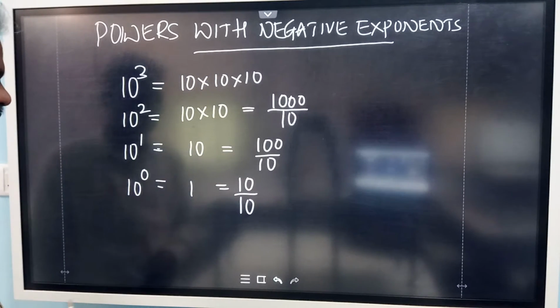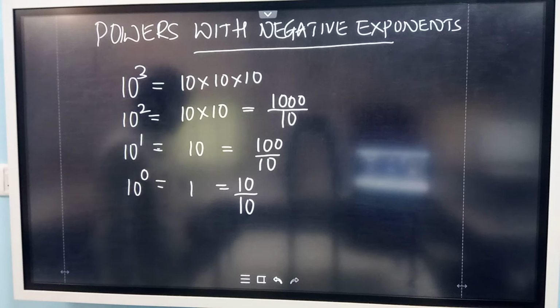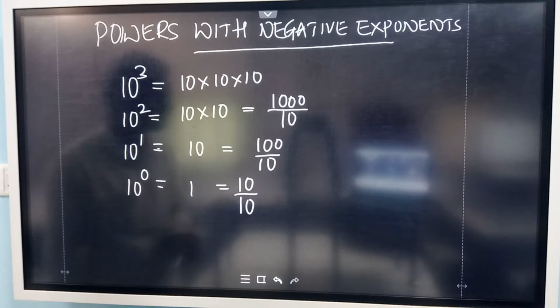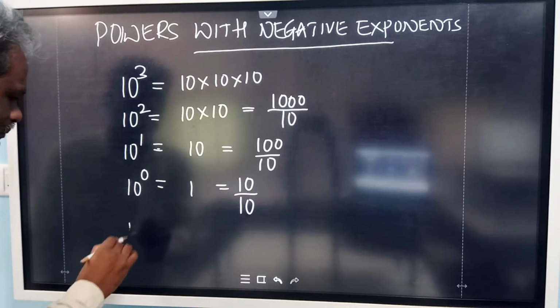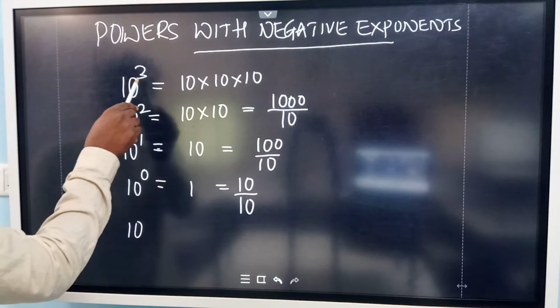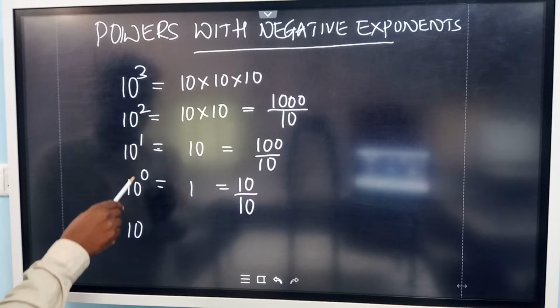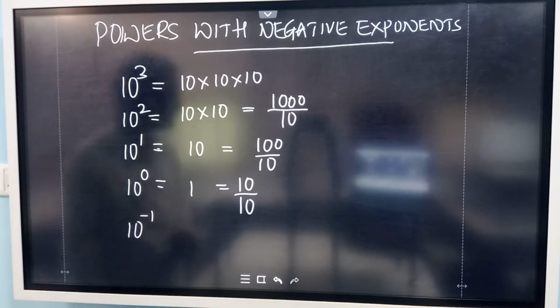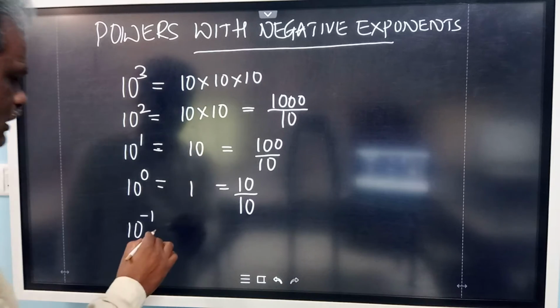So to get the next number, what is the next one? You have to divide further. So we continue this: 3, 2, 1, 0. It is going in decreasing order. So what will be the next number? Less than 0. 3, 2, 1, 0, then we must get minus 1. Then how are we going to get it?